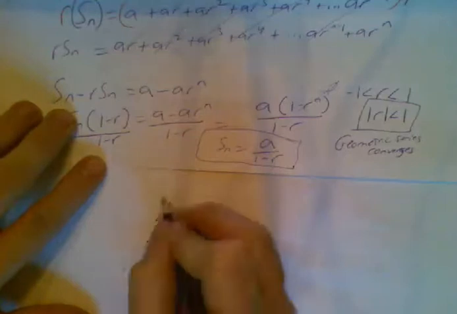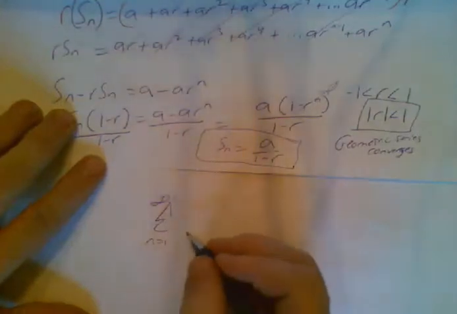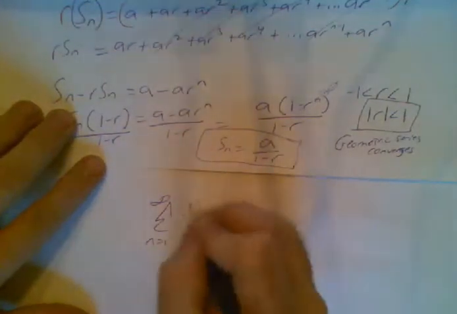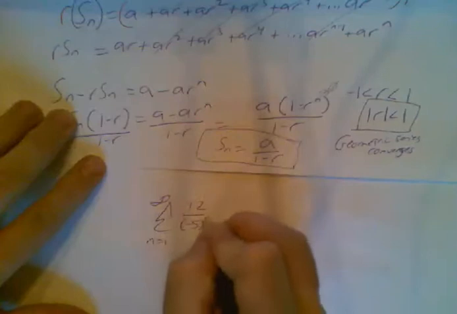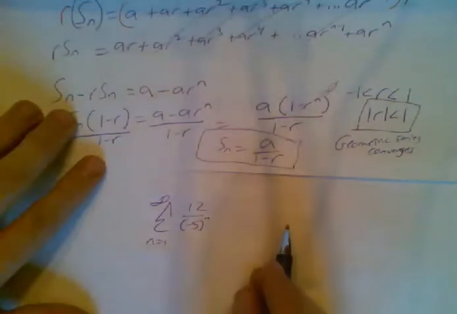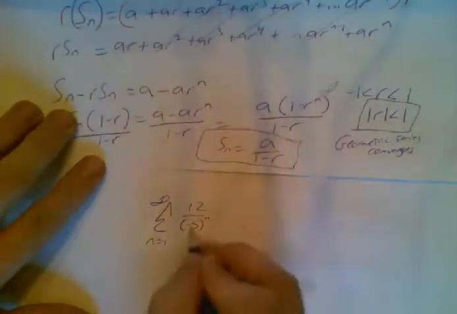We did another one in the other video. Let's see, it was 12 over -5 to the n. Now this one doesn't look as obvious, but we can make it look good.